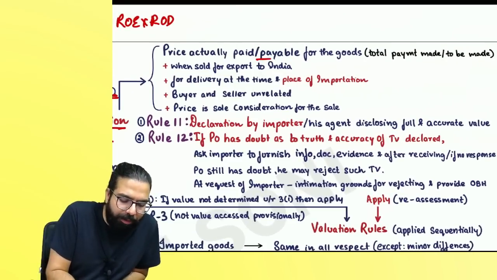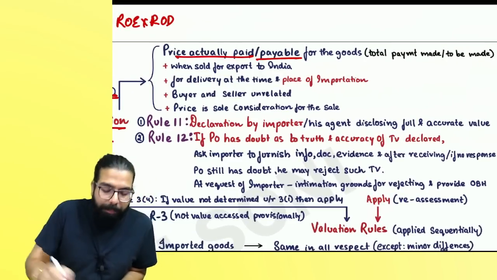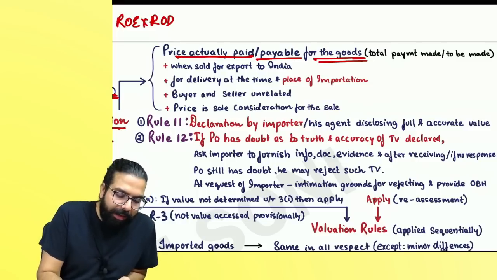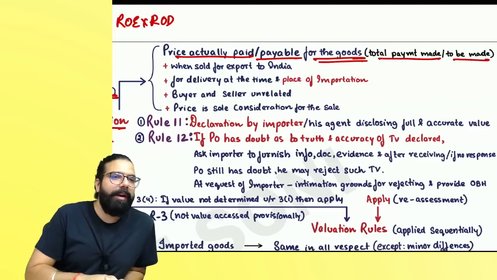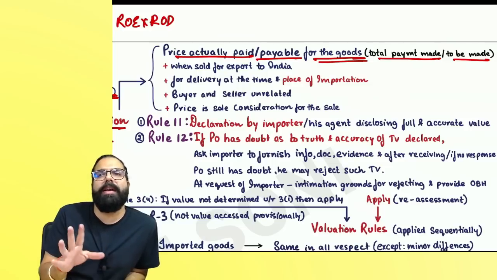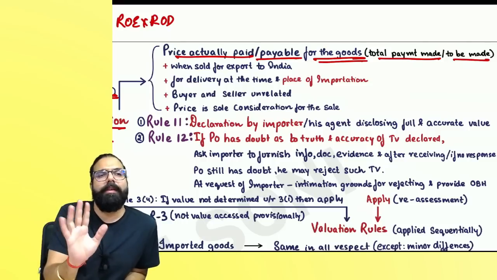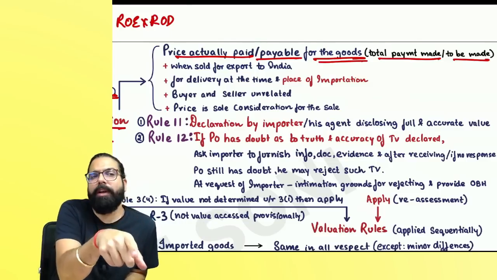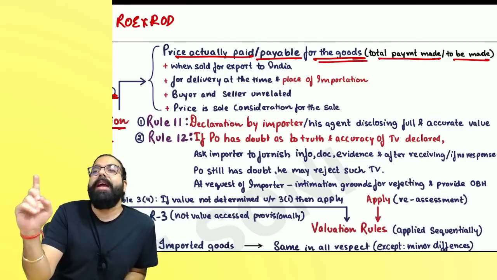Transaction value means the price which you have paid or the price which is payable for the goods. It means the total amount paid or payable. Remember one thing, if you have got some goods from the US, supposing it was $10,000, and when the goods had come to India, international prices had come down and you had renegotiated, and the exporter made the price only $8,000. Now you are going to pay $8,000. The transaction value is going to be $8,000.